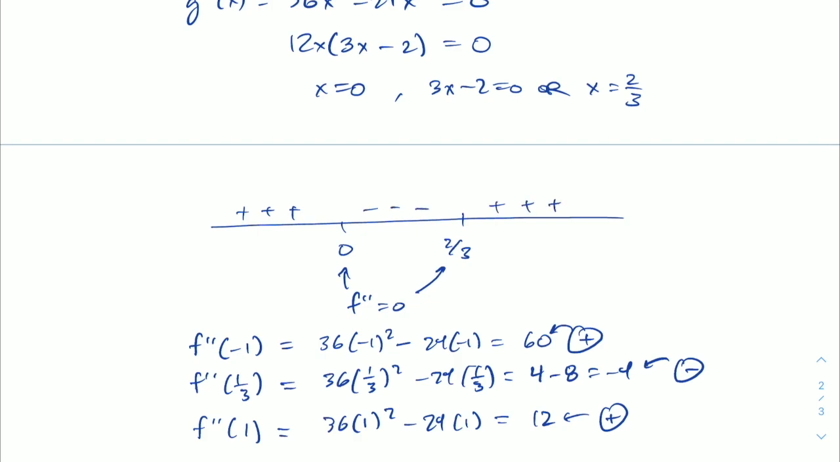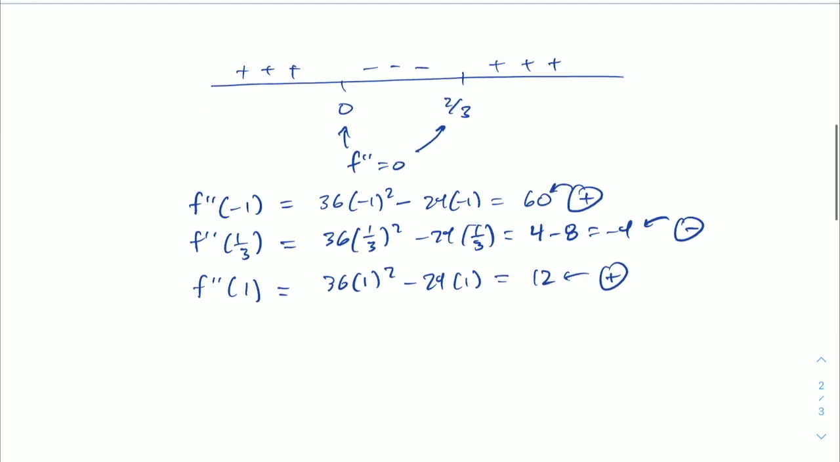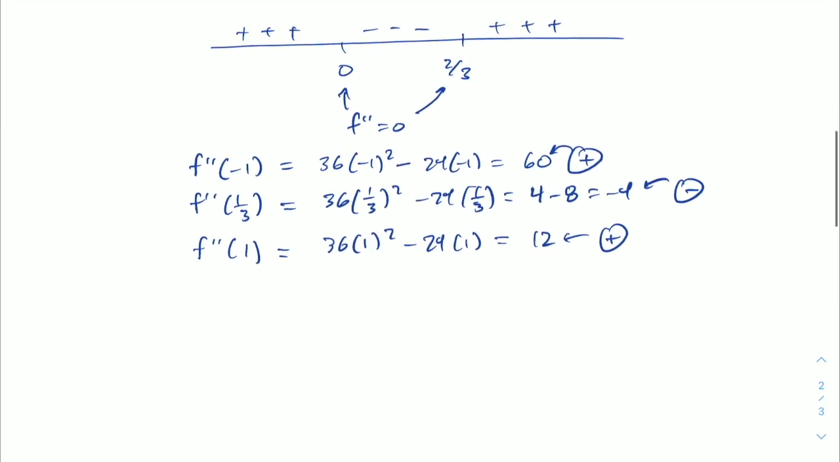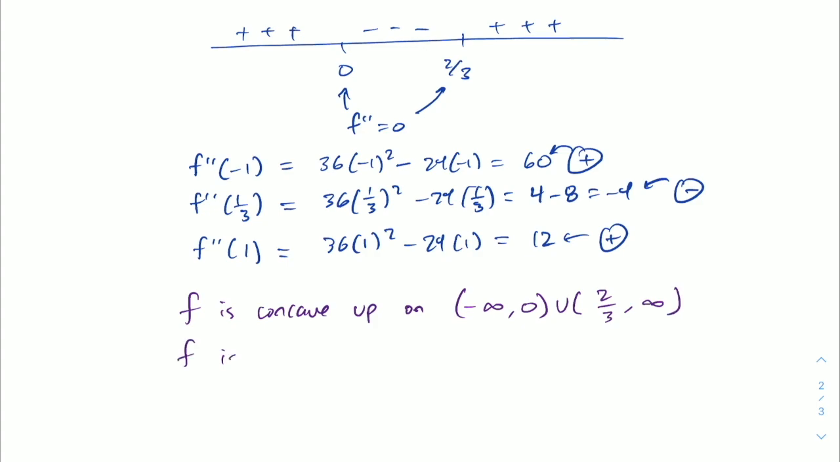So it's going to be concave up where the second derivative is positive, on the intervals negative infinity to 0 and 2/3 to infinity, and f is concave down on the interval 0 to 2/3.